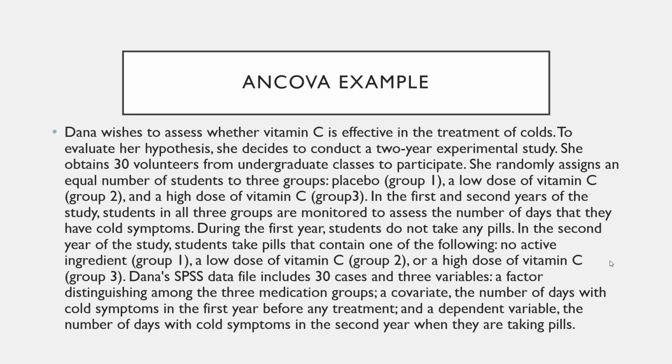In the first and second years of the study, students in all 3 groups are monitored to assess the number of days that they have cold symptoms. During the first year, students don't take any pills. In the second year of the study, the students take pills that contain one of the following: no active ingredient, a low dose of vitamin C, or a high dose of vitamin C. Dana's SPSS data file includes 30 cases and 3 variables: a factor distinguishing among the 3 medication groups, a covariate, which is the number of days with cold symptoms in the first year before any treatment, and a dependent variable, the number of days with cold symptoms in the second year when they are taking the pills.